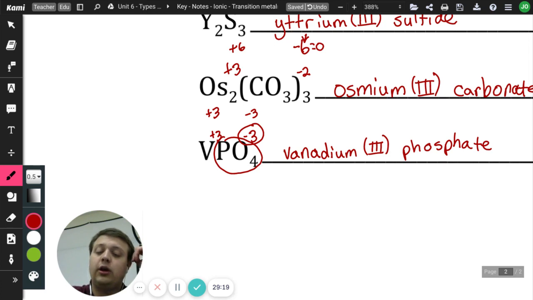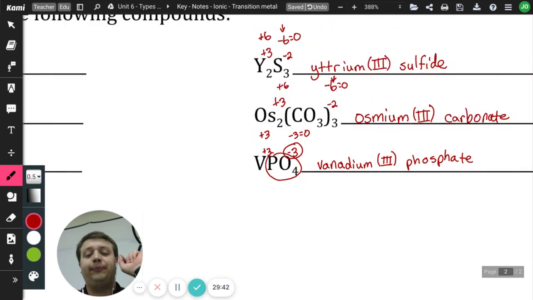So I have a -3, so my total charge is -3, and I want that to equal 0, so I need a +3 to cancel that out. I've only got 1 vanadium. 1 times what charge will give me that +3? 1 times a 3 charge. And so I know that my name for vanadium with this phosphate here is vanadium(III) phosphate.